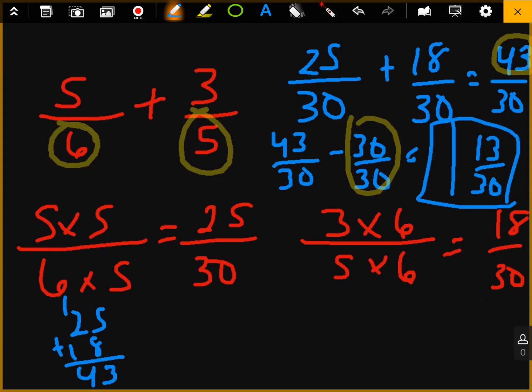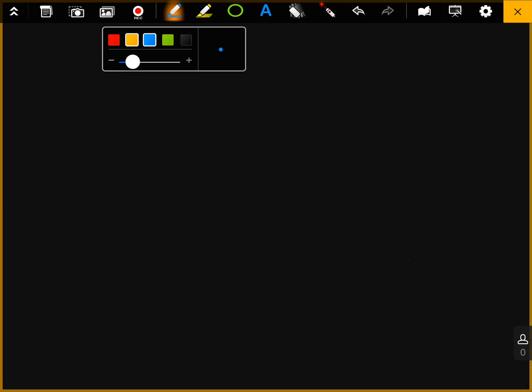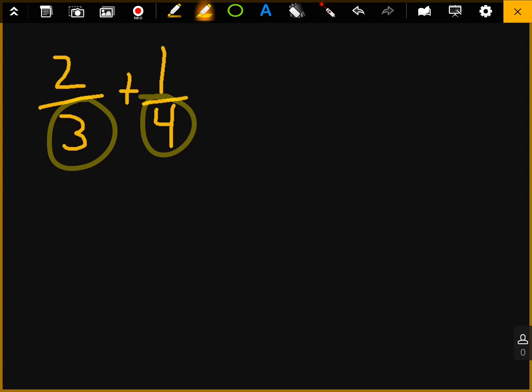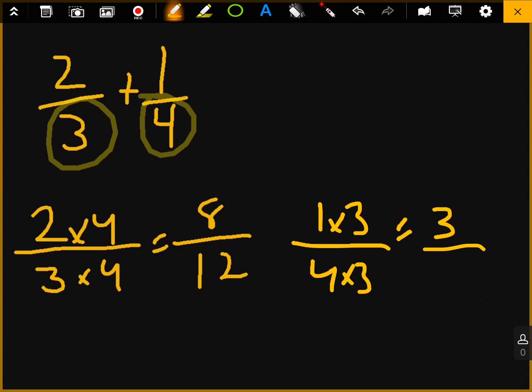Let's go ahead and do number 6. Number 6 is a simple one. It just says find the sum, 2 over 3 plus 1 over 4. So we need to find a common denominator and then just add it. So I know 3 and 4 both have 12, so we're going to take 2 over 3, multiply it by 4 to get 8 over 12. We're going to take 1 over 4, multiply it by 3 to get 3 over 12.